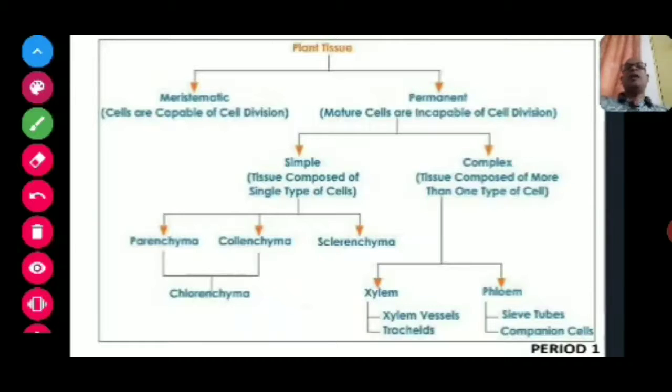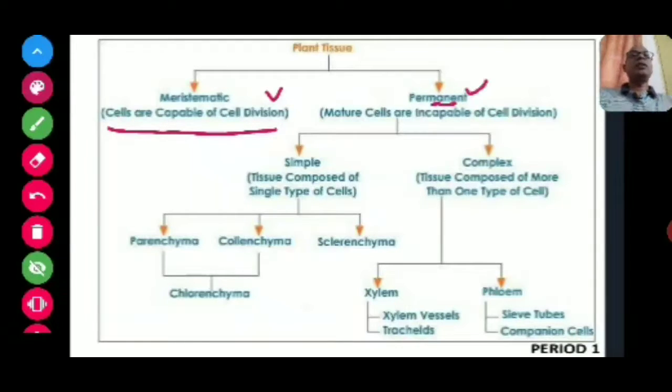Okay friends, now the plant tissue. Plant tissues are of two types. First one is the meristematic tissue, whose cells are capable of cell division. Another one is the permanent tissues, which are mature cells and are incapable of cell division.